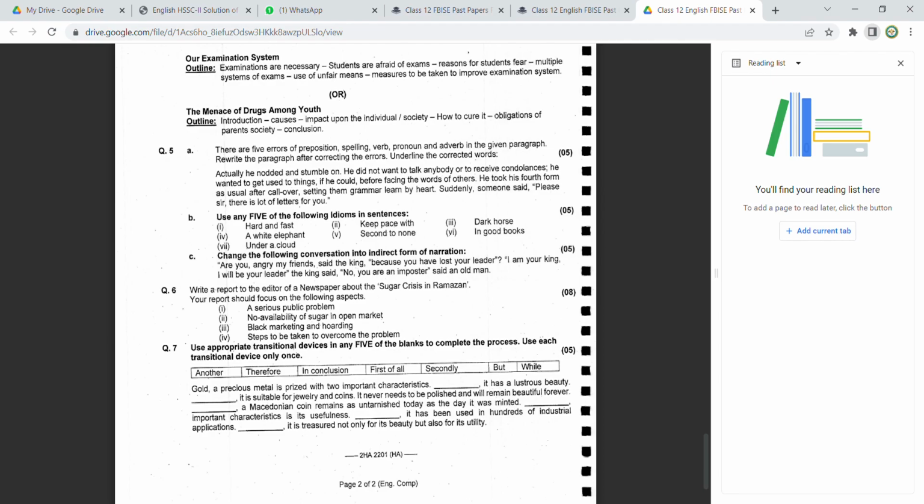Question number 7: use appropriate transitional devices in any 5 of the blanks to complete the process. Use each transitional device only once. The devices given below are: and other, therefore, in conclusion, first of all, secondly, but, while. You have to put these words into the blanks given below to complete the paragraph.